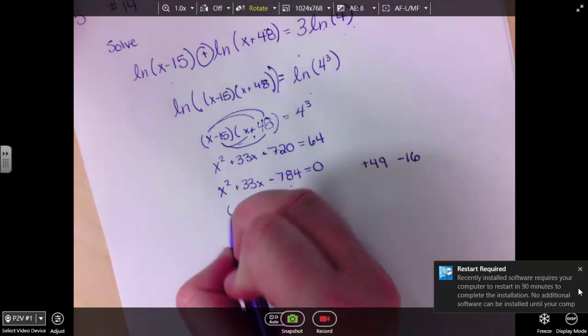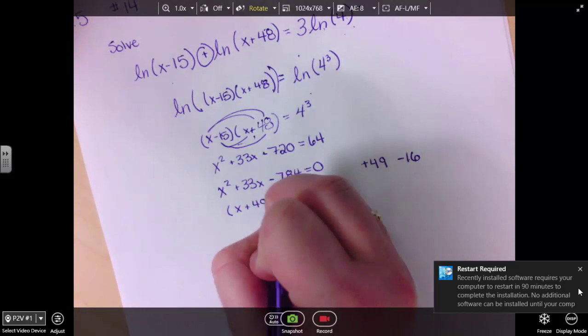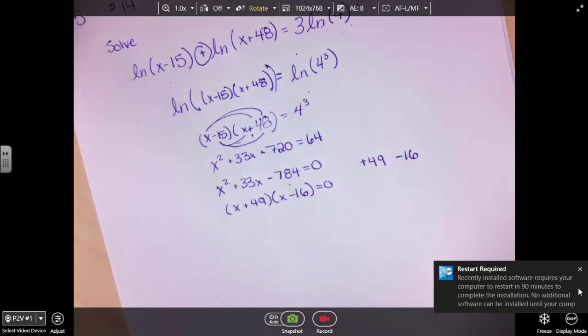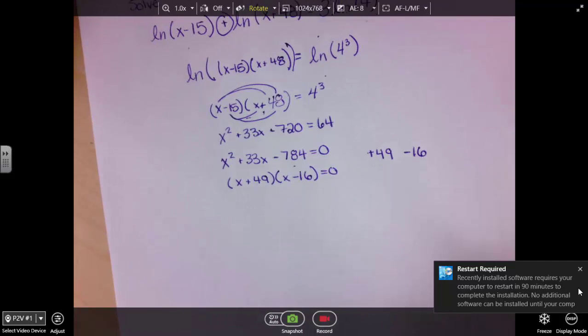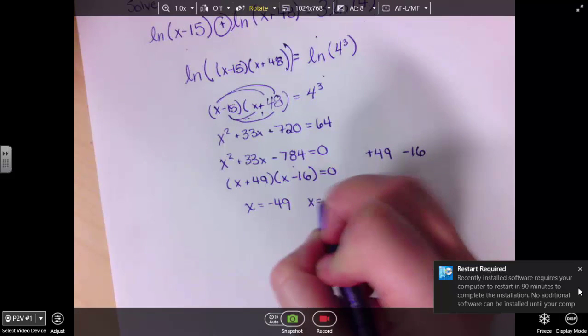So that means I have x plus 49, x minus 16 equals 0. Then you go ahead and solve. So I get x equals negative 49 and x equals 16.